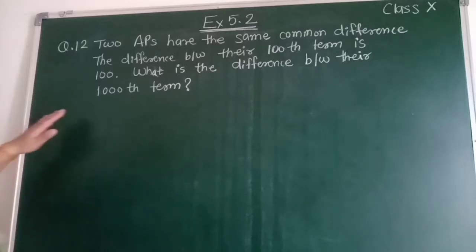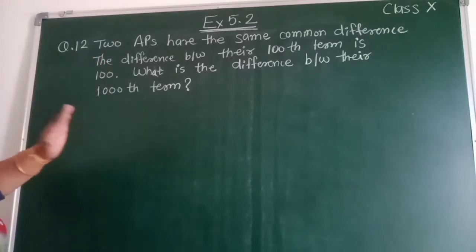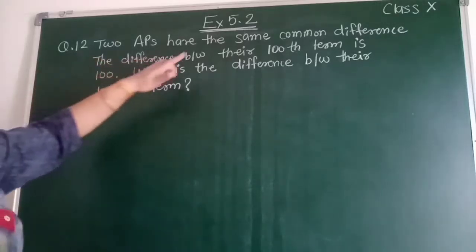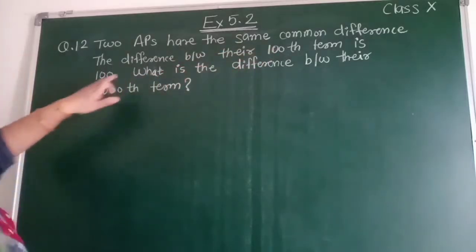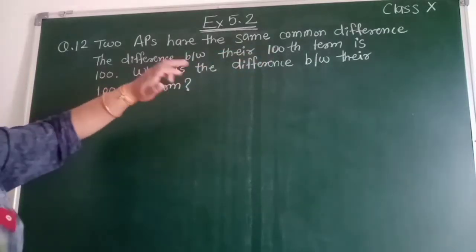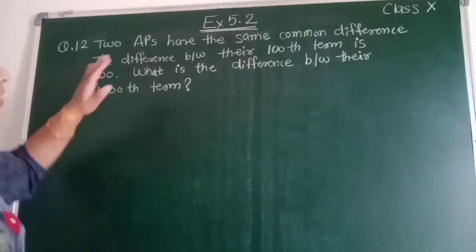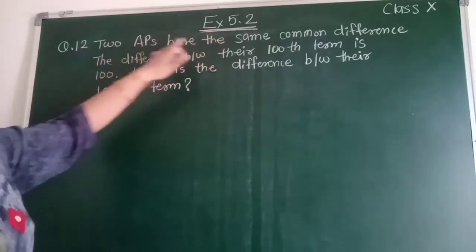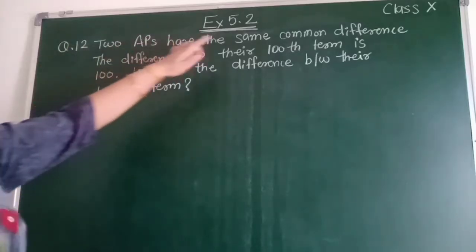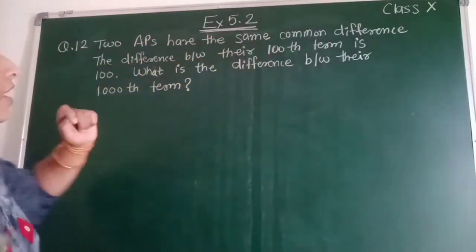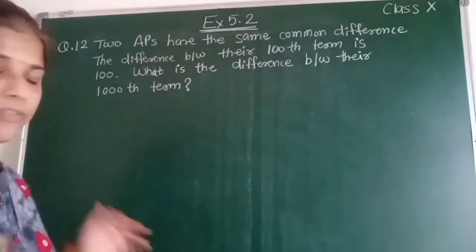Question number 12 is: two APs have the same common difference. The difference between their 100th terms is 100. What is the difference between their 1000th terms? Student, here we have to take two APs and their common difference is the same. Obviously their first terms will be different.